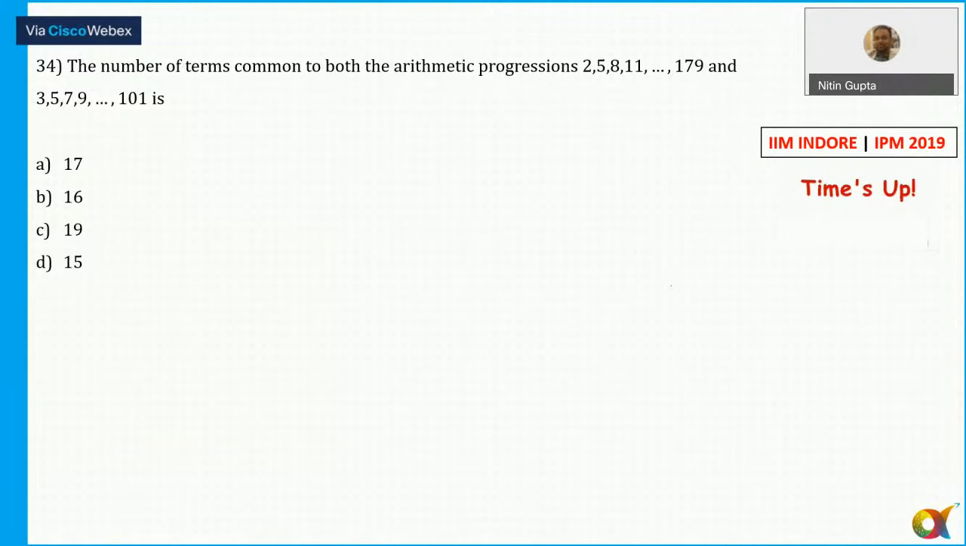Okay, time up. Now, the number of terms common to both the APs. The first series is 2, plus 3 is 5, plus 3 is 8, plus 3 is 11, plus 3 is 14, and so on till 179. The second AP starts from 3, 5, 5 plus 2 is 7, plus 2 is 9, plus 2 is 11, and so on till 101. So I need to find the number of terms which are common. In the first one, the term which is common to both the series is 5. The second term which is common to both of them is 11.